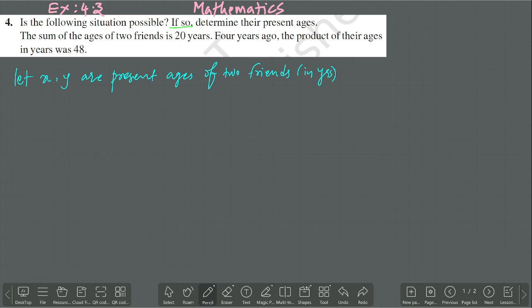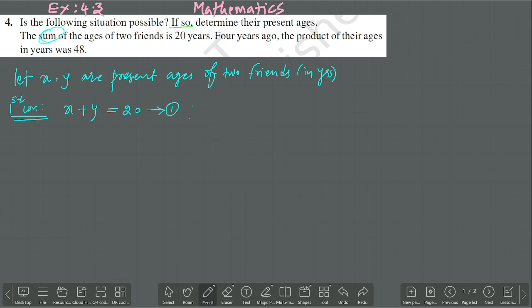Understand? Right. So here the first condition, according to the question, is that the sum of the ages of two friends is 20. So x plus y equal to 20. Sum means add only. Sum of ages of two friends is 20. Right. Four years ago, in the present age, 4 can be subtracted. So then 4 we have to remove. Then four years ago.